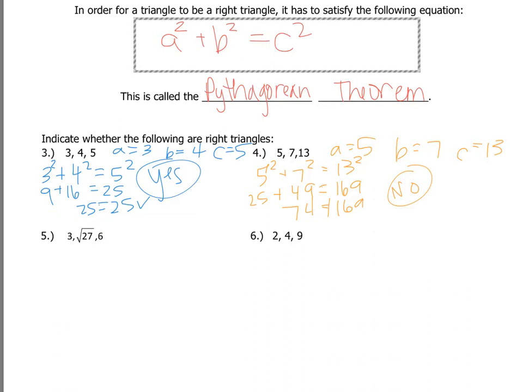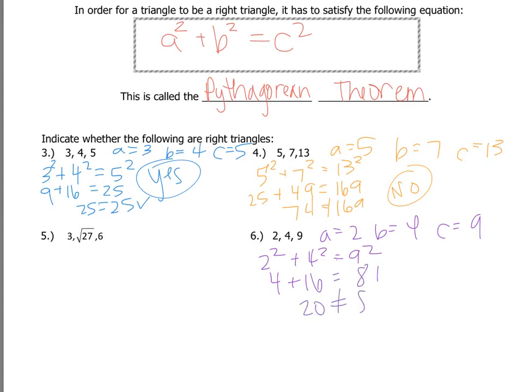Next one. This one has something different in it, so we're going to skip 5 for now and go straight to 6, and then we'll come back to 5. So for 6, A is 2, B is 4, C is 9. Is 2 squared plus 4 squared equal to 9 squared? So is 4 plus 16 equal to 81? No. 20 is not equal to 81. All right, so we're going to go back to number 5.